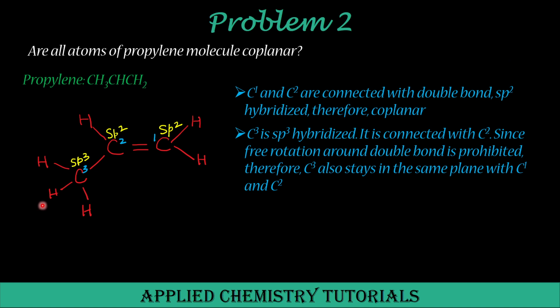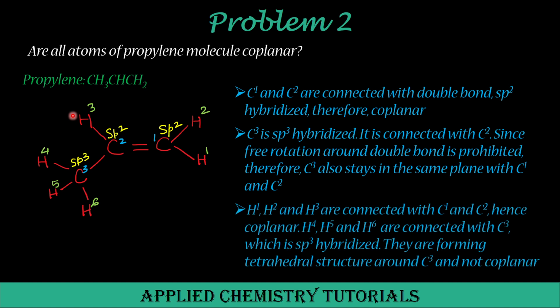But the reason in short is for C1 and C2, each of these atoms has an unhybridized p orbital, which are parallel to each other and partially overlapping to make this pi bond. So the bond rotation is prohibited, otherwise the pi bond won't be formed. Now if you see the hydrogen atoms and number them from H1 to H6, H1, H2 and H3 are attached with C1 and C2, both are sp2 hybridized, so they must be on the same plane to follow the rule that rotation around the double bond is prohibited.